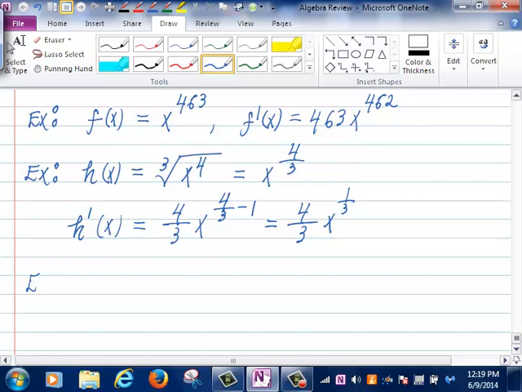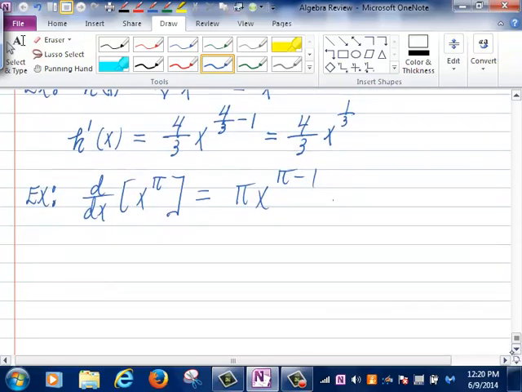Another example. What if I have the derivative with respect to x of x to the pi? Remember, pi is the number which is approximately 3.14, right? So this will be pi times x to the pi minus 1, and there is nothing else you want to write.